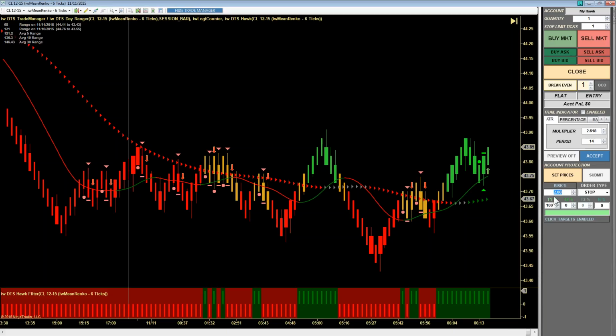So the Trade Manager already does all this work for me. This is an incredible tool. I cannot say enough good things about this tool. It was Adam's brainchild, and it took a long time to develop.